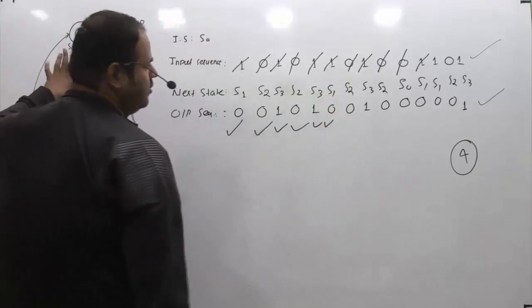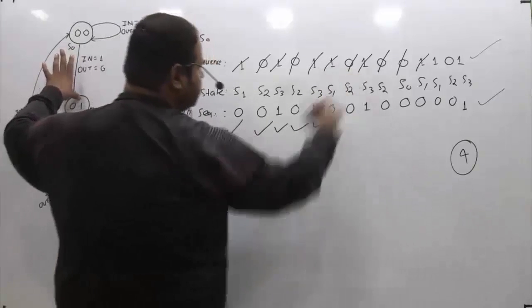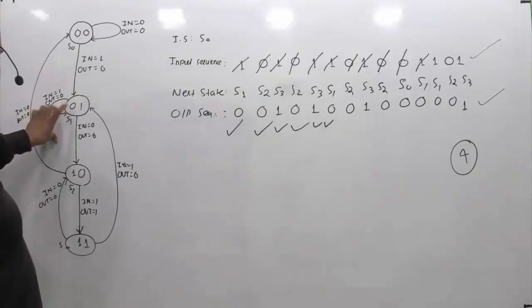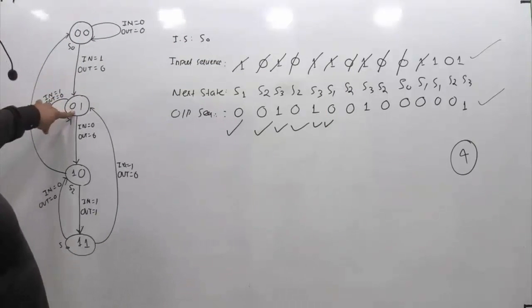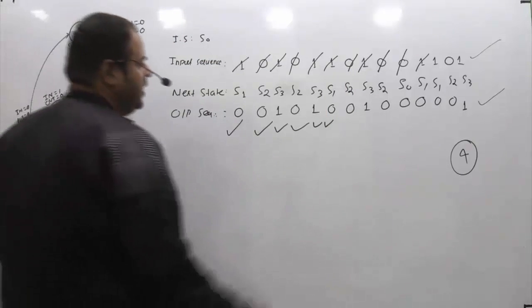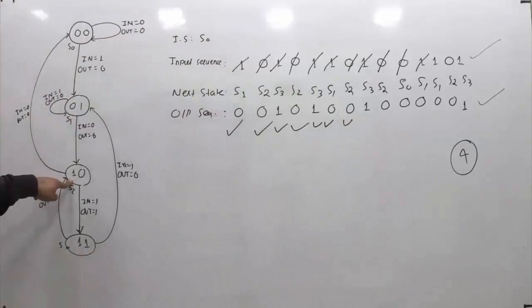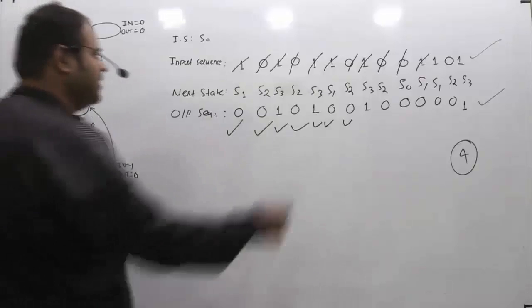So you are at S1 now and the next input you are giving is 0. If you are at S1 and you give the input as 0, what do you get? You are again coming back into S2 with output equal to 0. So now you are at S2, okay, and the next input you are giving is 1.